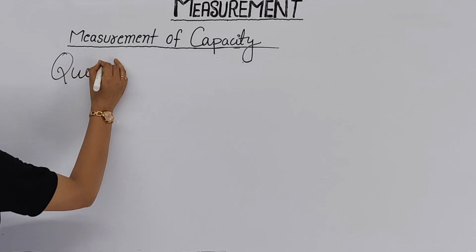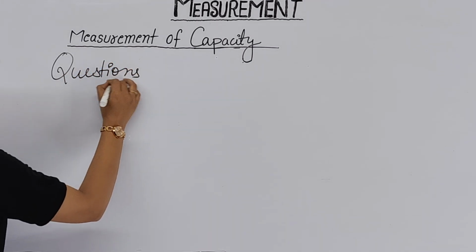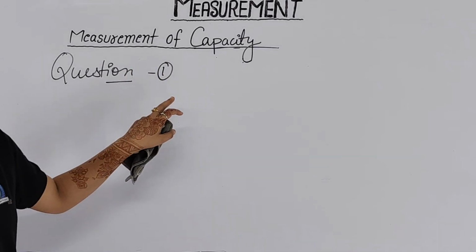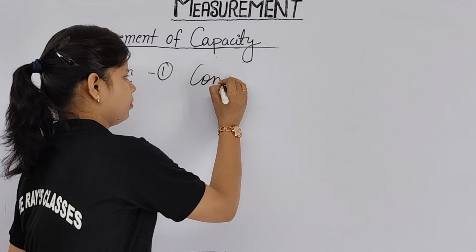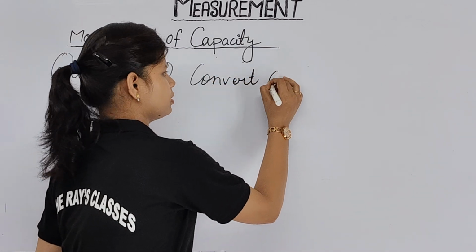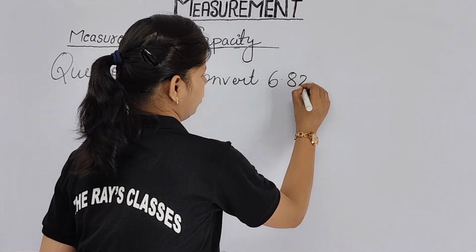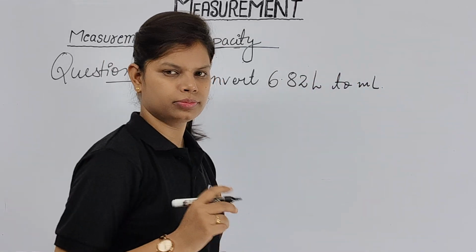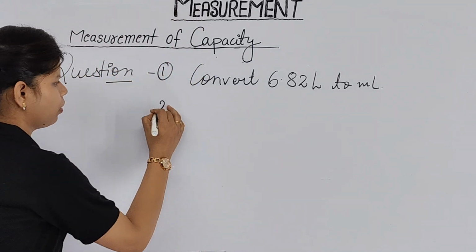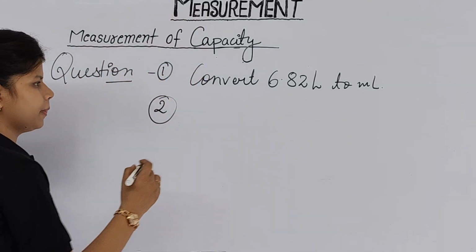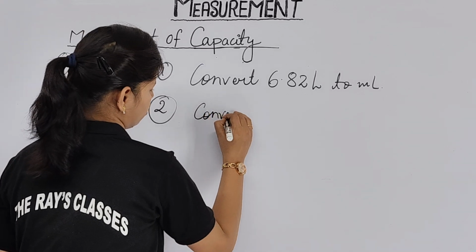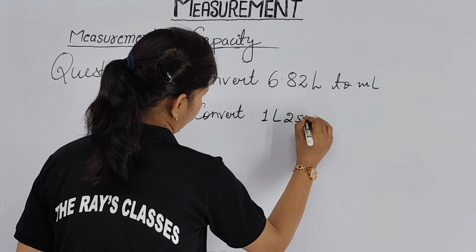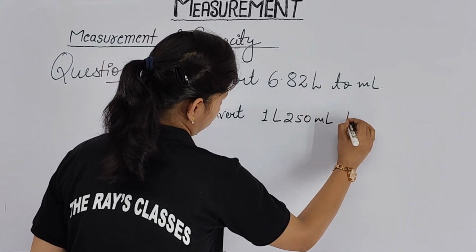So some questions I am giving you. You have to solve and share your answers in the comment section. First question of yours is given: convert 6.82 liter to milliliter. Clear? Second question of yours is given: convert 1 liter 250 milliliter to milliliter.